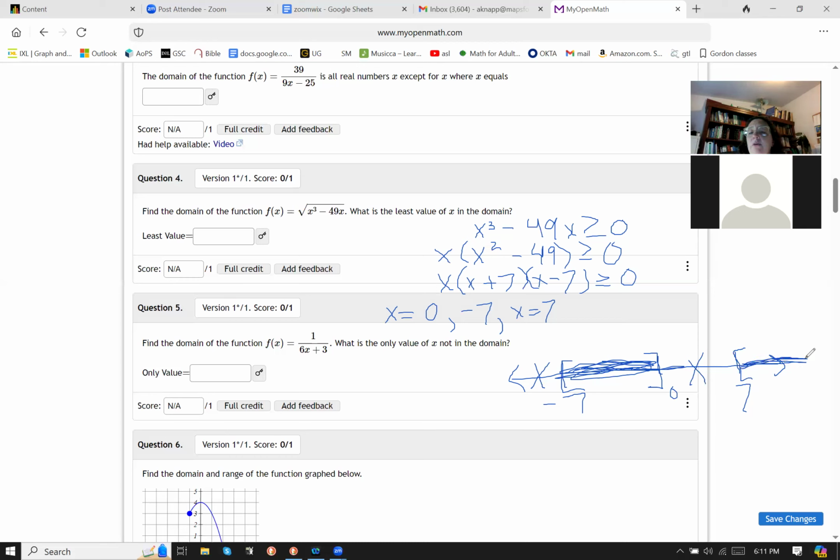Now, of all those regions, the question is asking what is the least value of x in the domain? So what is the lowest x that we have in what we shaded? Negative 7. So the answer there would be negative 7.